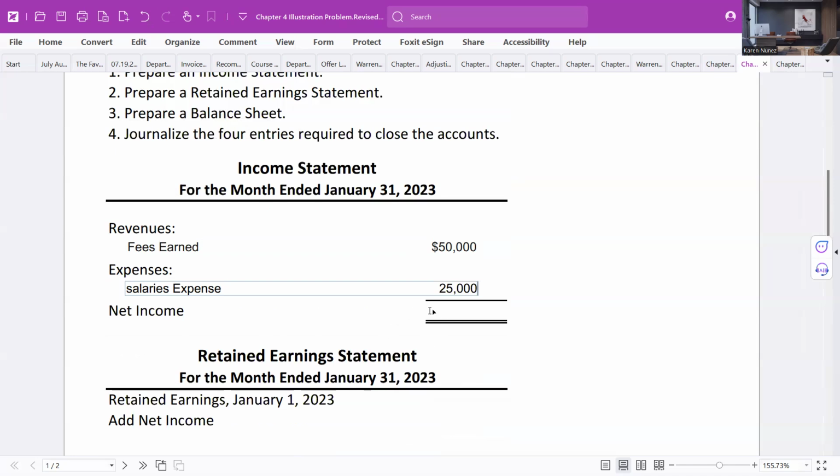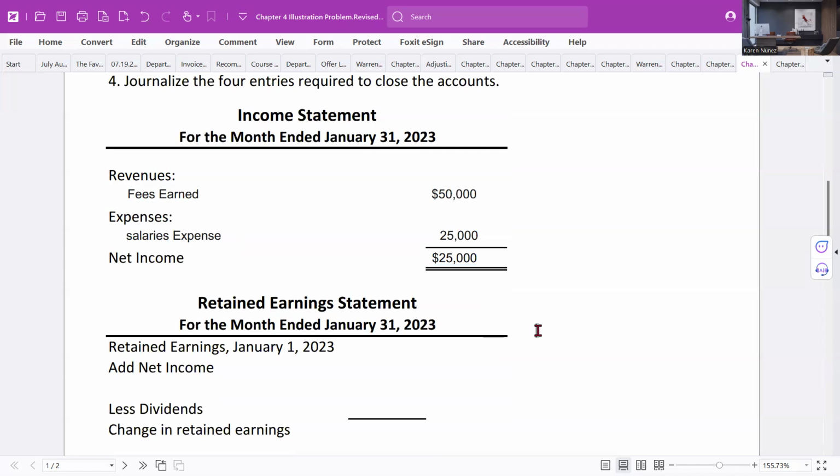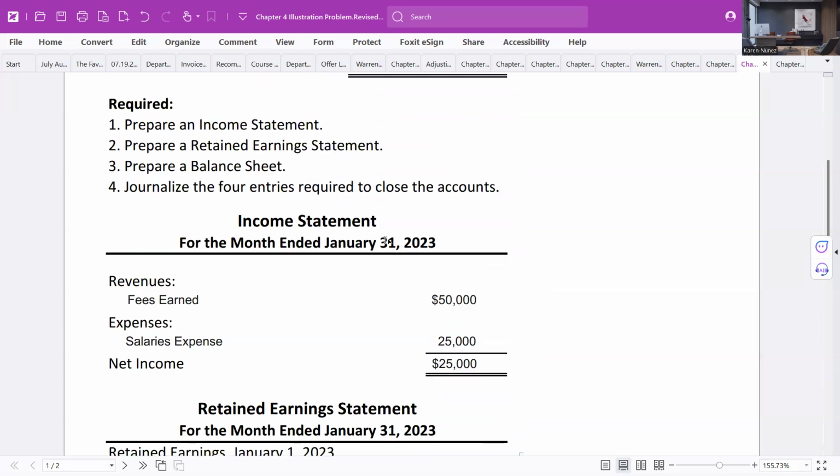And our net income, it's the difference between the two, right? 50,000 minus 25,000 is $25,000 of income. And that's our income statement, right? That's it. So the income statement, it doesn't matter how many revenue accounts we have or how many expense accounts we have. All the revenues would be listed here in the revenue section, and all of the expenses would be listed in the expense section. Take the difference between the two, and we've got our income. That's all we're doing on an income statement. That's number one. That's our first financial statement.